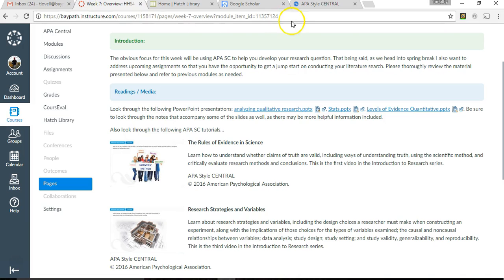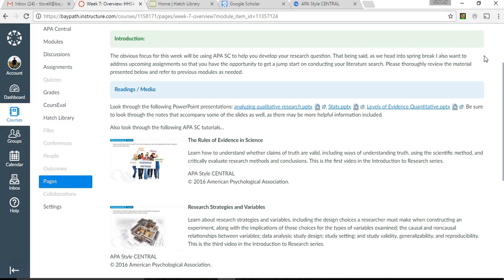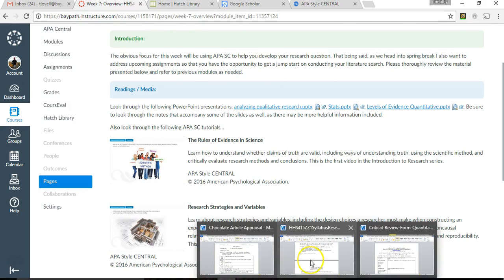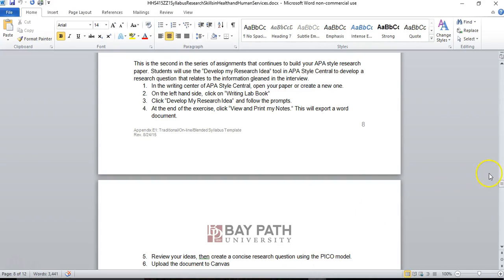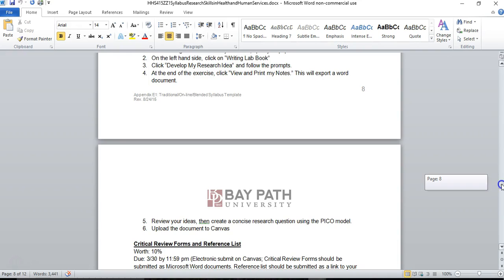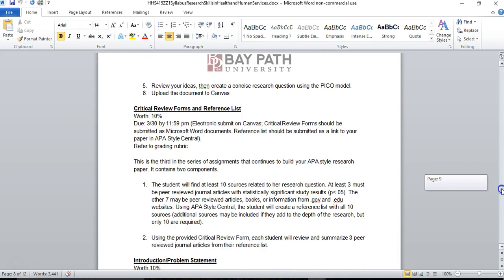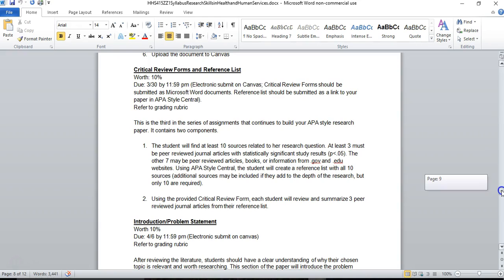So that's fairly straightforward. What I really want to talk about a little more is jumping ahead. So again, going back to the syllabus, obviously this is our last week before spring break. I'm not going to post a module during spring break. I'm not going to be that mean. But looking ahead at the next assignment that you have due, it's not due until March 30th, but that'll sneak up on you. So your next assignment is going to be your critical review forms and your reference list.